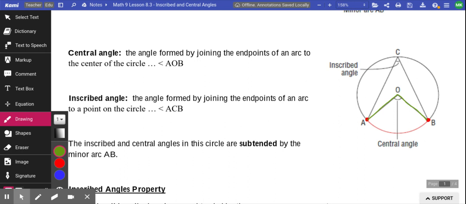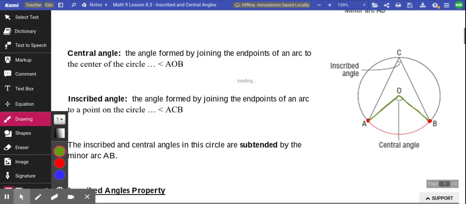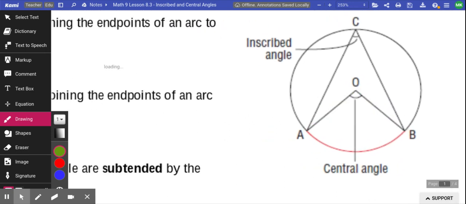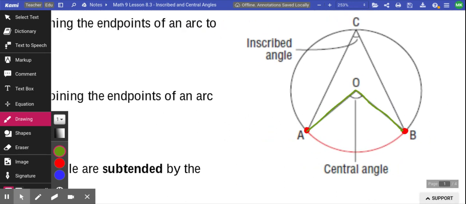What we had here was a circle. We had points A and B. We talked about their major arc, their minor arc, and now we're talking about other ways that points A and B are connected. So if you look at that green path that I drew, you can see point A and B are connected by going to the center of the circle first and then going to point B.